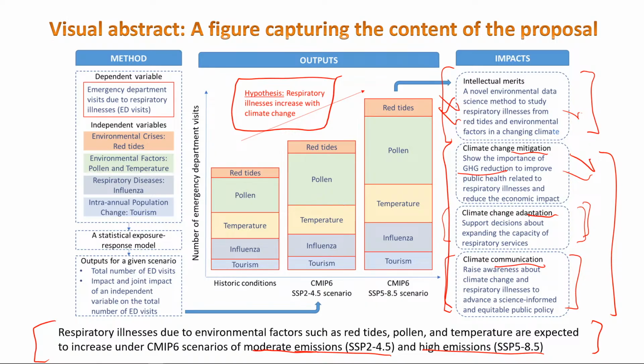No, do not use colors unnecessarily. Only use color with purpose. See here, I'm using color for the environmental crisis, red tide, and environmental factors like pollen and temperature. That should have a green color to be consistent with the green color here. So you see, I made a mistake, and now I figured it out. Respiratory disease should have this color here, and this is this color here. So basically I'm matching these. That might help comprehension, but if color will not add any new information, don't use it.